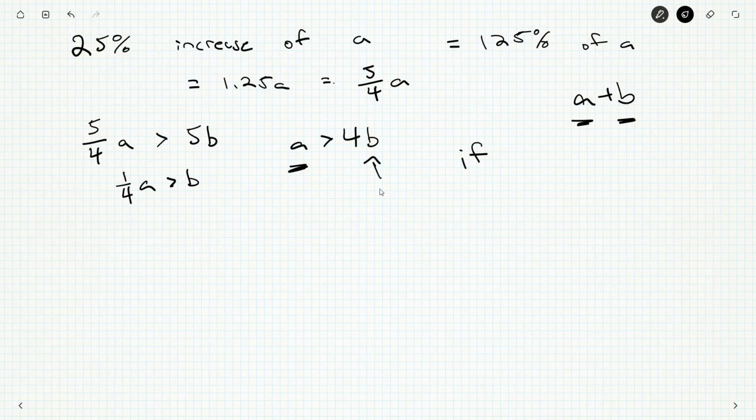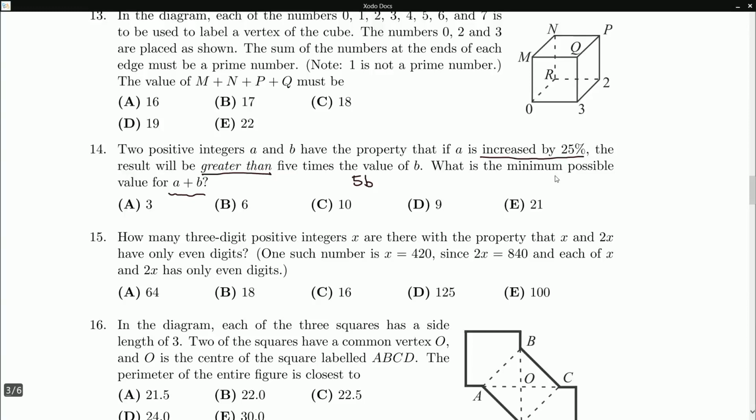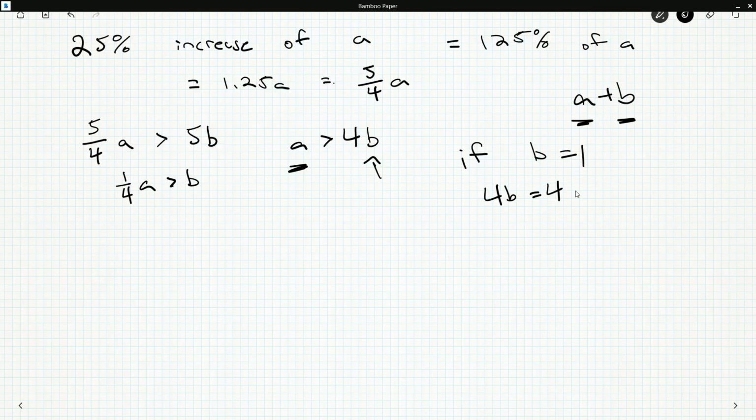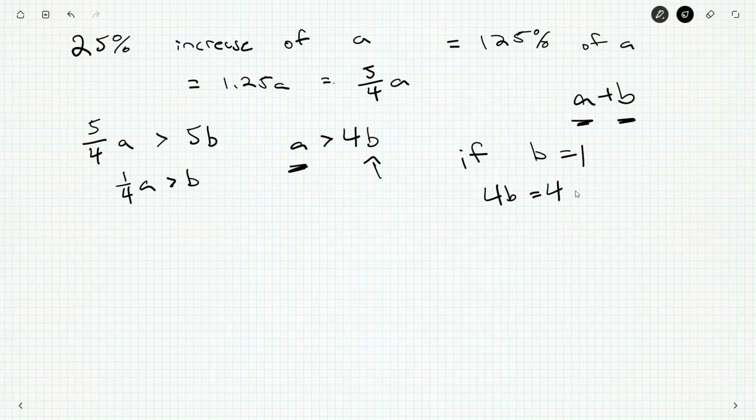So maybe we ask, what happens if b is equal to 1? Then 4b is equal to 4. That's the smallest b could possibly be. They tell us they're two positive integers. Did they say they have to be different? No, they just say two positive integers a and b. So we'll let b be 1. So 4b is 4, and the next integer bigger than that is 5. So that'd be our candidate for a. So a plus b could be 1 plus 5, and that would be an answer of 6.